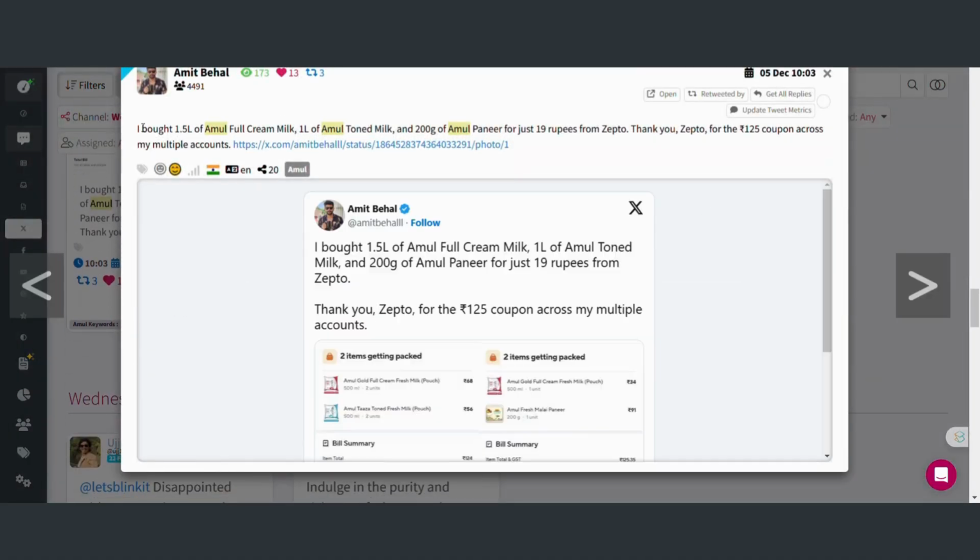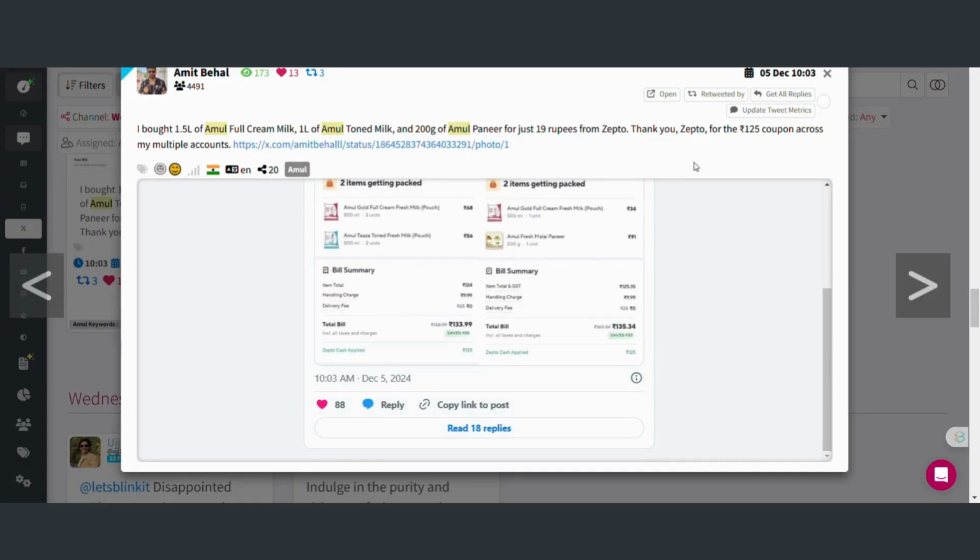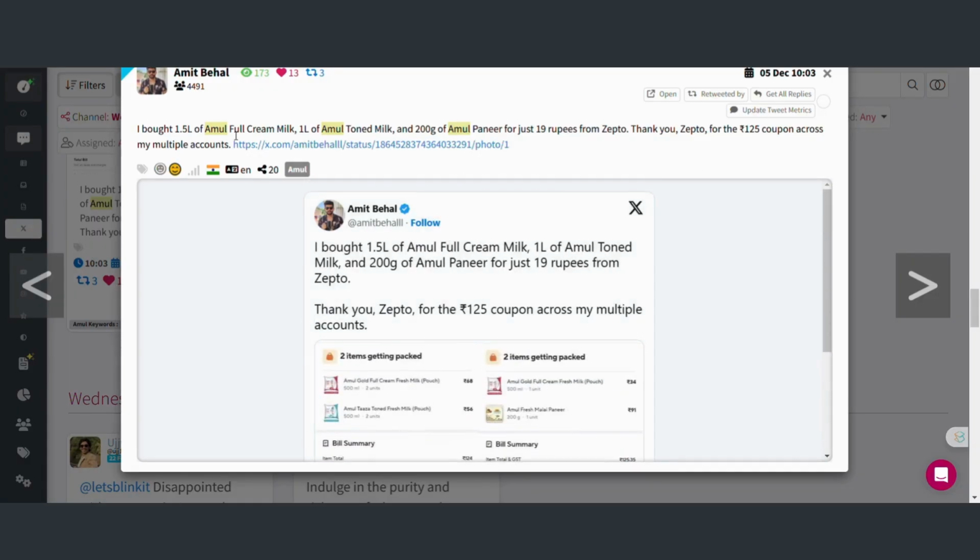Here is a much more detailed view of the specific tweet. You can get all replies. You can see who it has been retweeted by, and you can also visit the Twitter tab by clicking on this button right here.